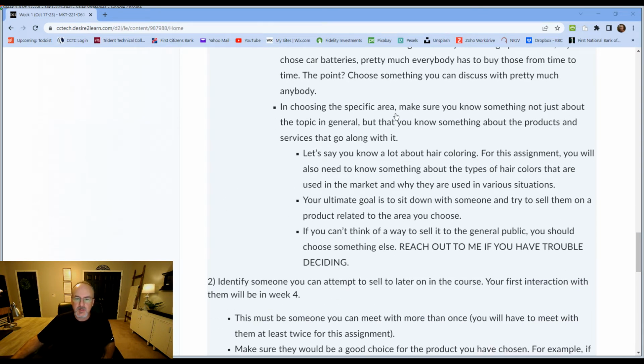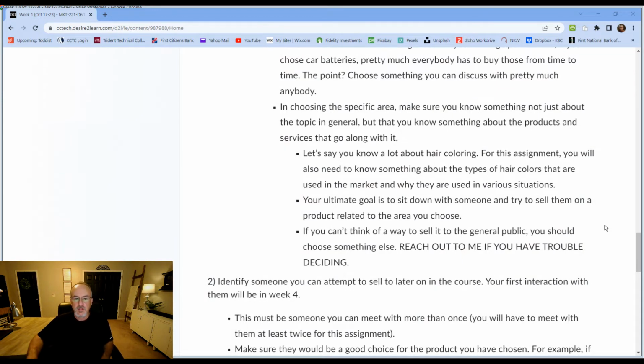All right, in choosing the specific area, make sure you know something not just about the topic in general, but that you know something about the products and services that go along with it. Let's say you know a lot about hair coloring. For this assignment, you will also need to know something about the types of hair colors that are used in the market and why they're used in various situations. Your ultimate goal is to sit down with someone and try to sell them on a product related to the area you choose.